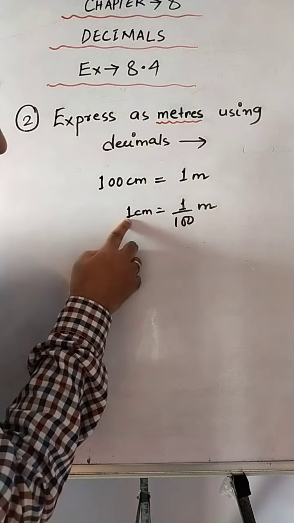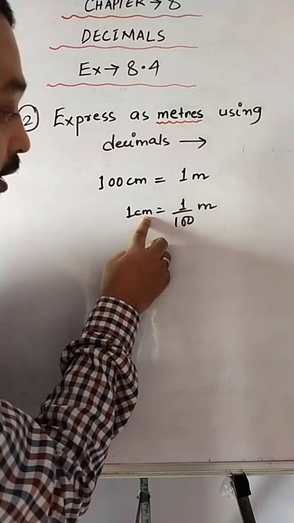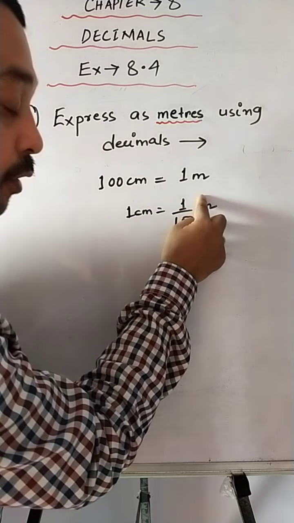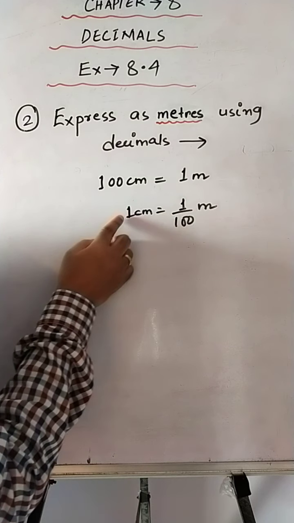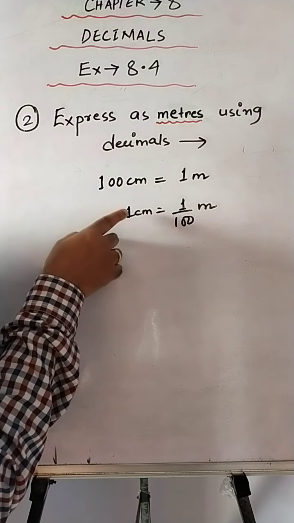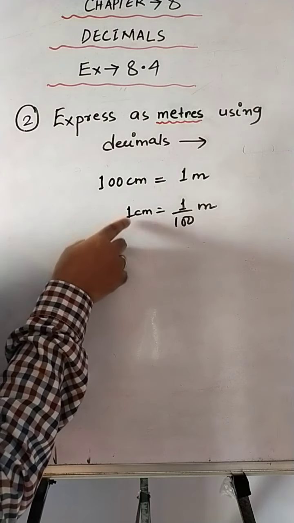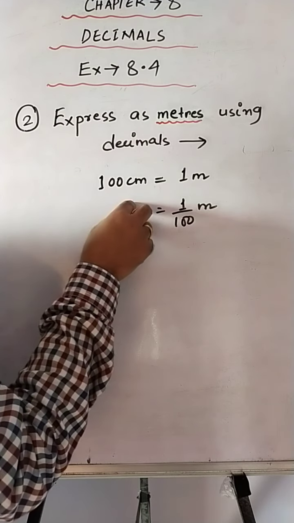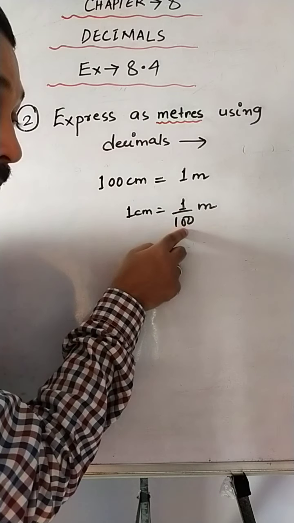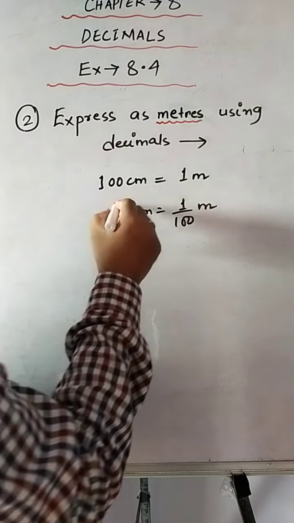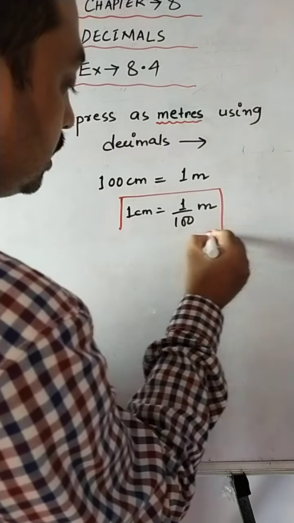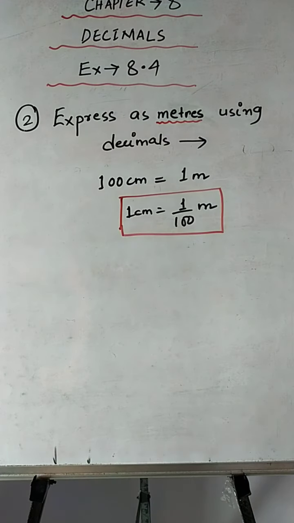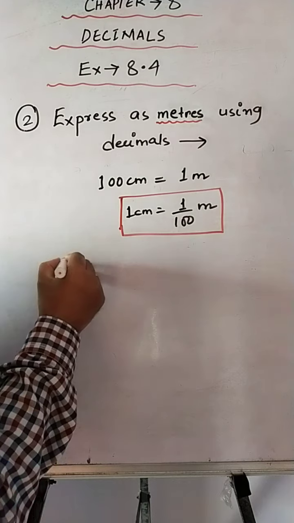That means any number which has a centimeter unit, and if that unit needs to be converted to the meter form, what do you have to do with that number? Here it could be any number, students, 40, 5, 7, 10. You have to divide that number by 100. So this is what we have learned, that 1 centimeter is equal to 1 by 100 meter.